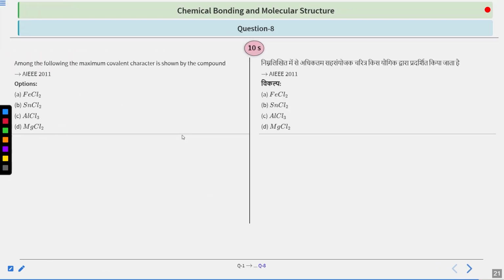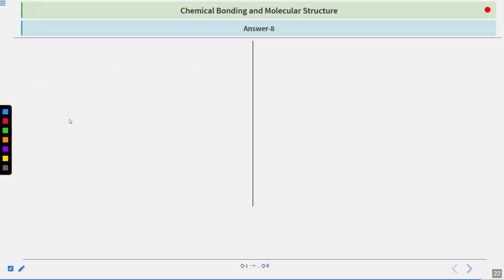Question number 8 says: among the following, the maximum covalent character is shown by which compound? This was asked in AIEEE 2011, and your options are A) FeCl2, B) SnCl2, C) AlCl3, and D) MgCl2. You have 10 seconds to solve this question. Your time starts now. Let us see what the solution is.